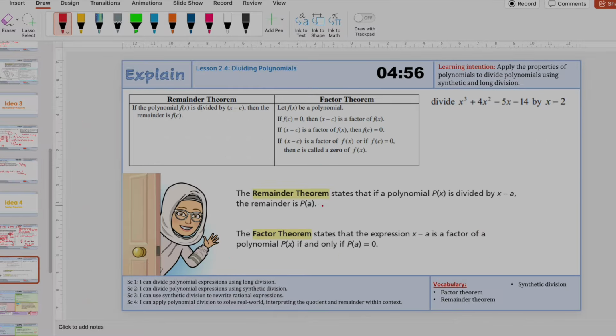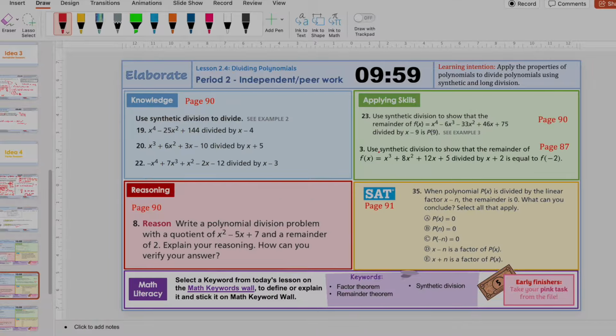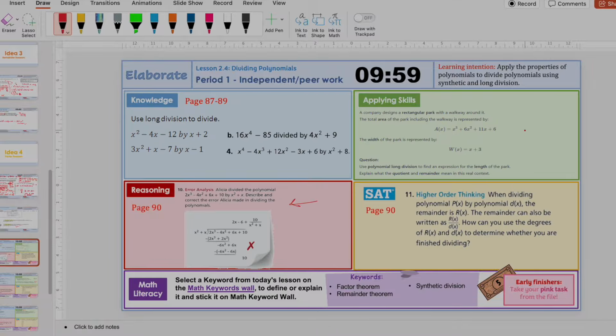Just substitute to find how much is the remainder, and if you got the remainder of 0, then it's a factor. That's the factor theorem. Go through the questions, try to explore error analysis questions. Try to see word problems. Here we have some word problems you can try to solve.